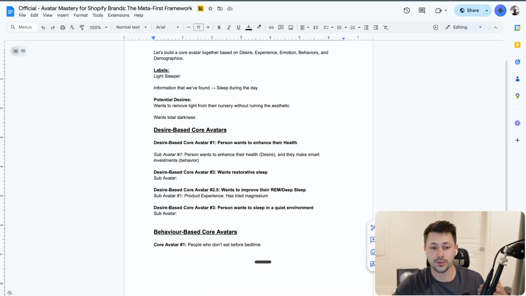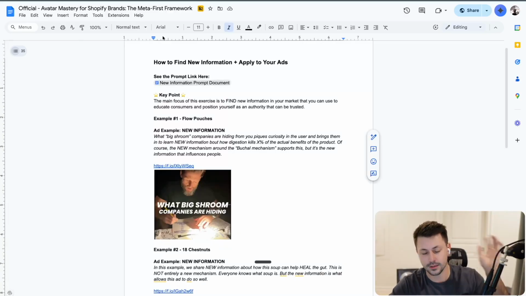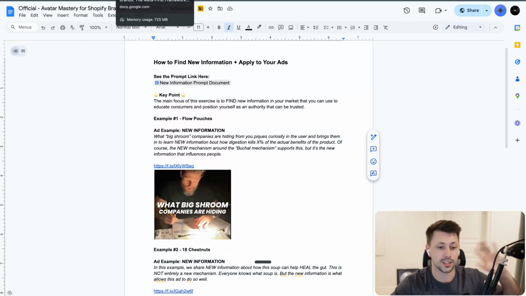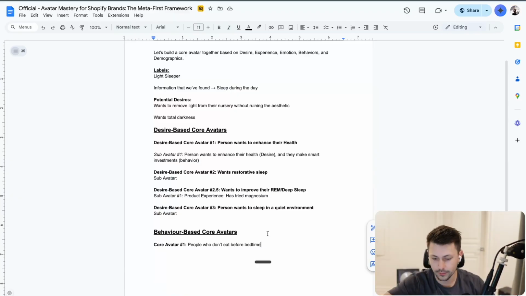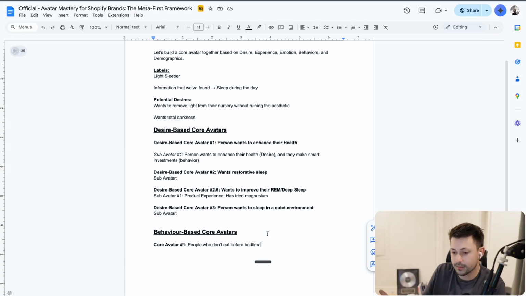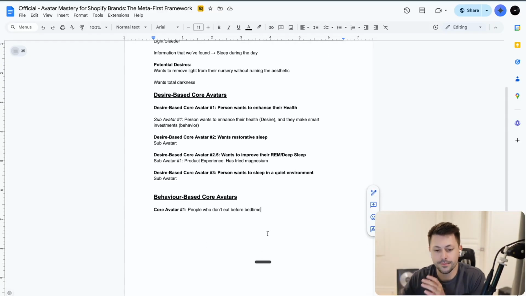Okay. So we're using new information as a mechanism to hook someone in and help them understand, and by the way, you can still have a snack before bed, but if you have that snack with my product, which is a supplement, it's not a blackout blind, but if you have that with my supplement, it will also keep you full throughout the night.